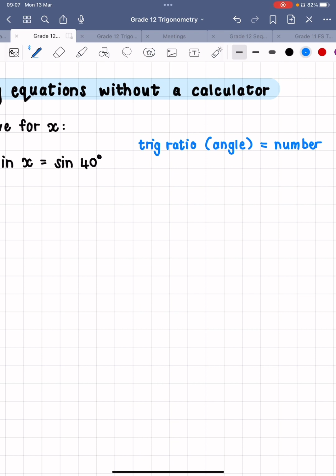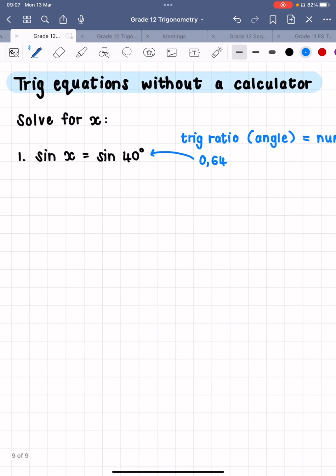Now, I know that this says without the use of a calculator, but if you can just quickly get your calculators out, I just want you to type in sine 40 and equals and tell me what you get from that. Sine 40, that is actually 0,64. Alright, so guys, even though this equation is not written necessarily as a trig ratio and angle equal to a number, technically it is. Sine 40 is actually a number. Right, does that make sense? If you were to type it in, sine of a specific angle, that will give you an answer. That will give you a number.